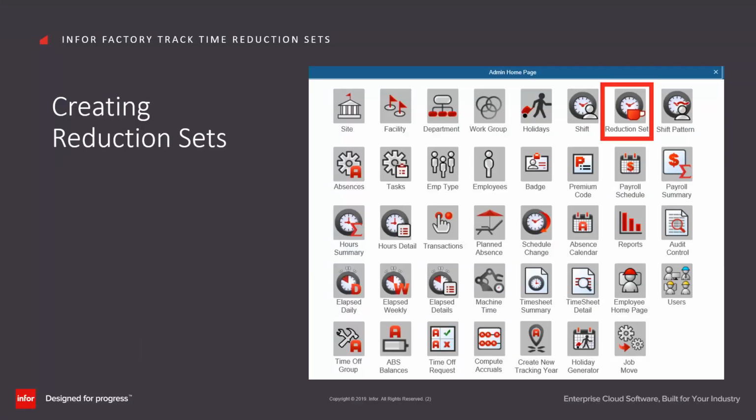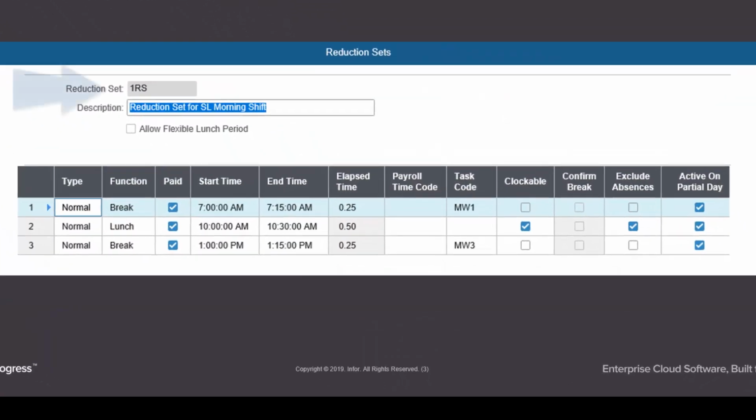To create a reduction set, we need to select the reduction set icon from the administrator homepage. The value in the reduction set field is the ID code that is used by the application to refer to a specific collection of reductions. Description is a qualitative description for the group of reductions within the reduction set. The configuration points in a reduction set are as follows.